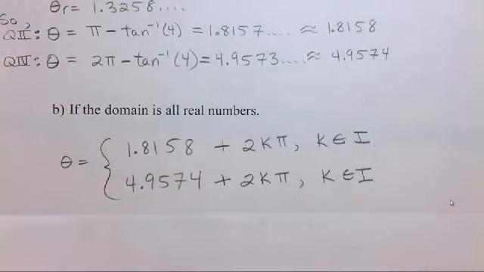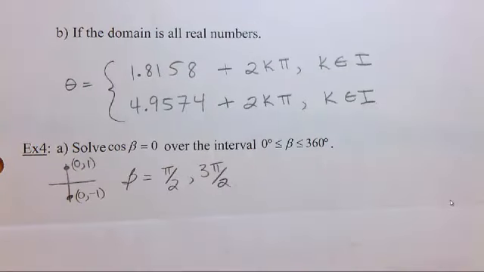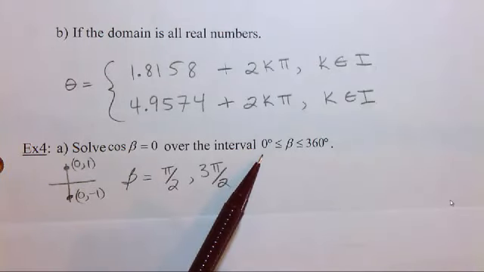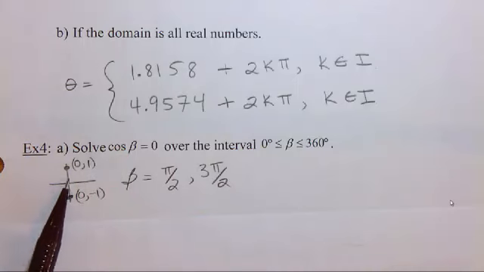All right, now example 4. Example 4 looks at finding the value of beta. Here it says solve cos beta is equal to 0 over the interval beta is between 0 and 360. So here, if I look at where cos is 0, that's the same as thinking, where is x 0? So my x's are 0 here and here on my unit circle, and that's π/2 and 3π/2. And that's the end of that.